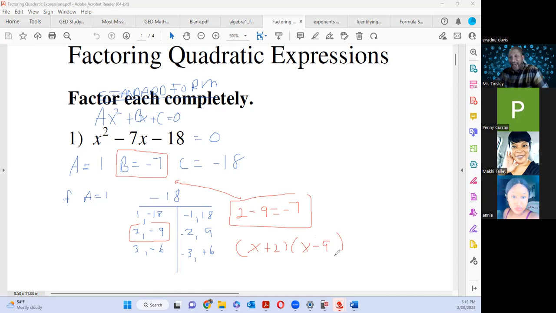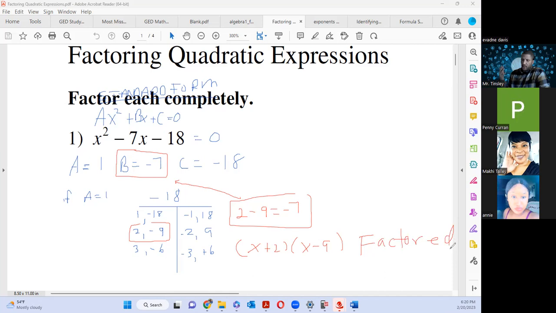This is how you factor a quadratic equation when the coefficient of your highest degree is 1. This works when your highest degree is 1, not when it's like 2x squared or 5x squared. So this is how you factor. This is the factored form of this quadratic equation.